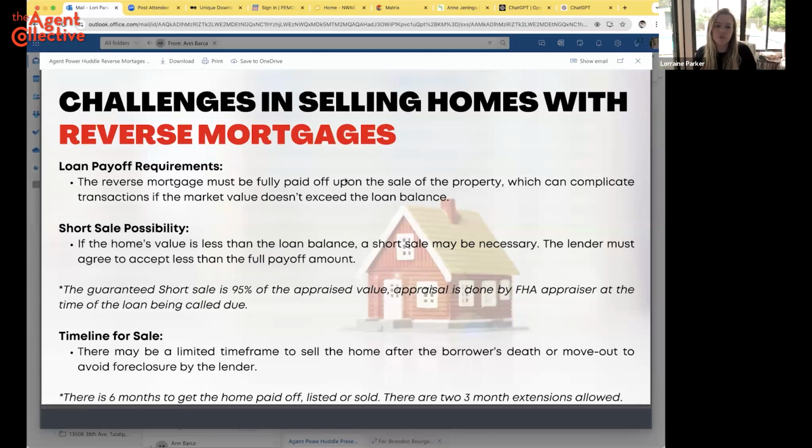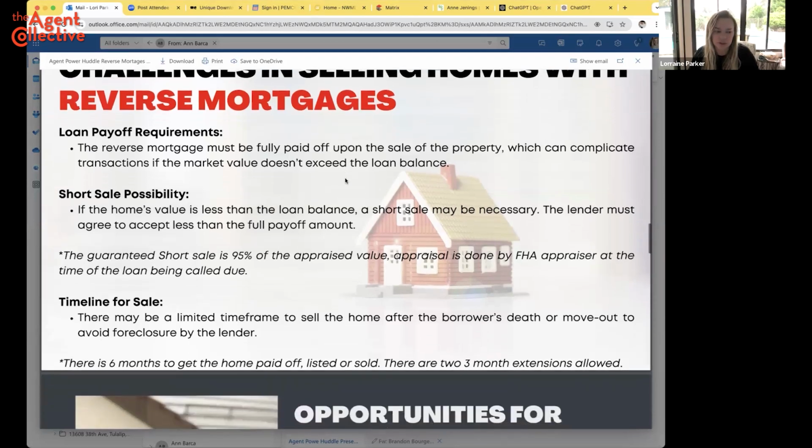Challenges in selling homes with reverse mortgages. The reverse mortgage has to be paid in full. If the market value doesn't exceed the loan balance, again, I said it's really easy. It's a short sale. The guaranteed short sale is 95% of the appraised value if the appraisal is done by an FHA appraiser at the time of the loan being called due. So if you get a low appraisal and you're doing a short sale on a reverse, it's super easy.